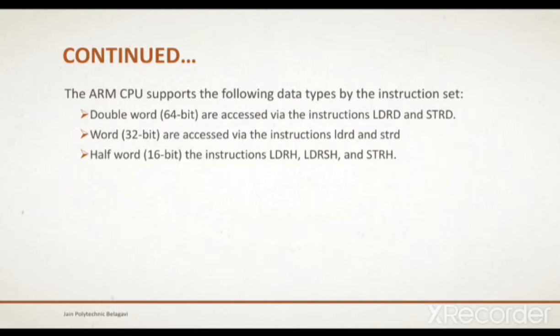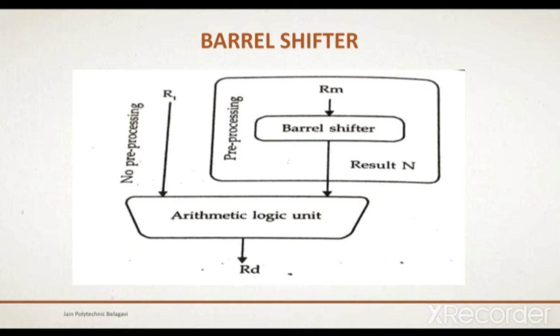The ARM CPU supports the following data types by the instruction set. Those are double word, word, half word. Double word is 64-bit that is accessed via instructions LDRD and STRD. Word that is 32-bit are accessed via the instructions LDR and STR. Half word, which is 16-bit, these instructions are accessed by LDRH, LDRSH and STRH.